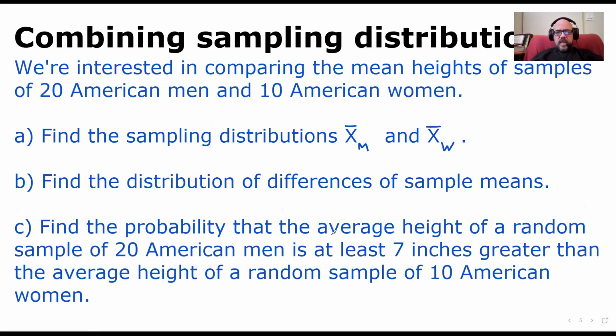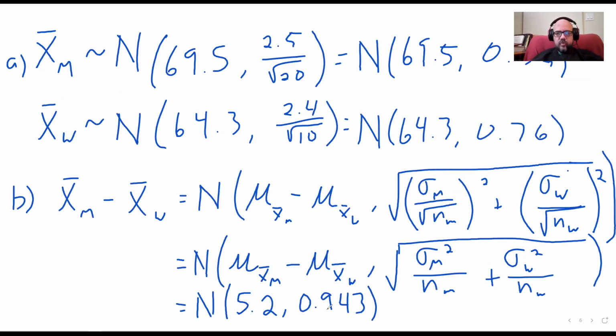Find the probability that the average height of a random sample of 20 American men is at least 7 inches greater than the average height of a random sample of 10 American women. So, of course, that's the same sample sizes that we've got. And so that is what this distribution is telling us. This is the distribution of all the possible differences of sample means of 20 American men's heights minus 10 American women's heights. That's what this is the distribution of. So let's go use it.